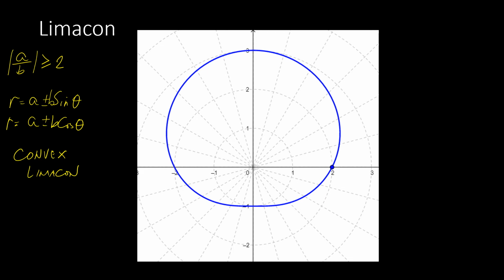And the equation of the convex limaçon here is r equal to 2 plus sine theta. r is maximum when theta is 90. So the maximum value of sine theta is 1, and 2 plus 1 would be 3. And when theta is negative 90, sine of negative 90 is negative 1, plus 2 is positive 1.